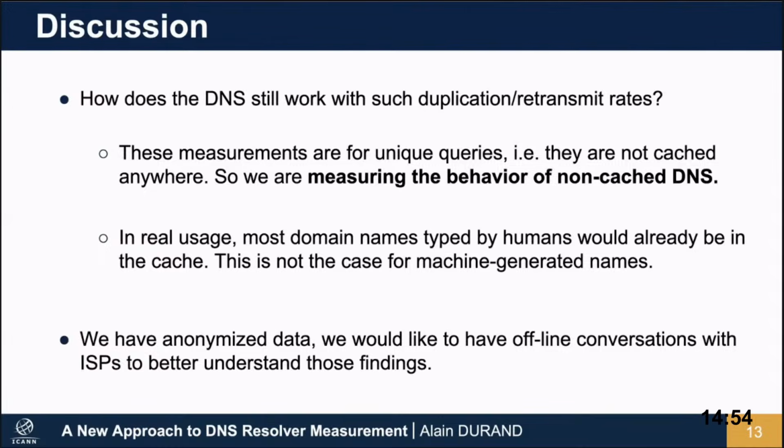So the question really is, how come DNS still works when we have such a retransmit rate? We have to remember that those are unique queries that we send to users. We make up those queries, and each and every one of them is unique, meaning that they are not in a cache. So what we are measuring here is the behavior of DNS when the cache is not in use. So thanks to the cache, because if not, things would be a lot more complicated.